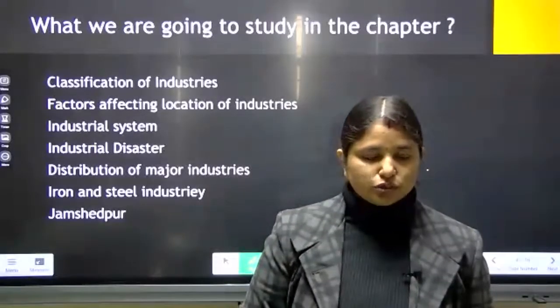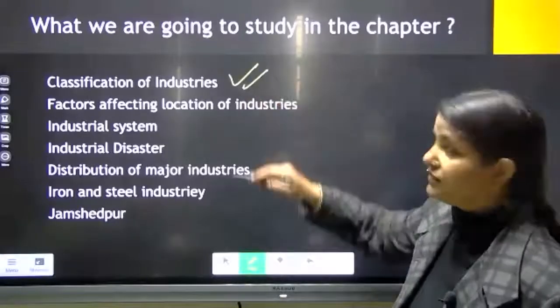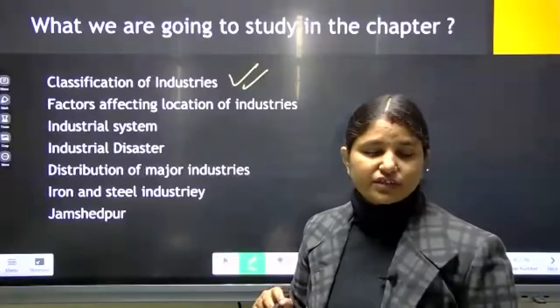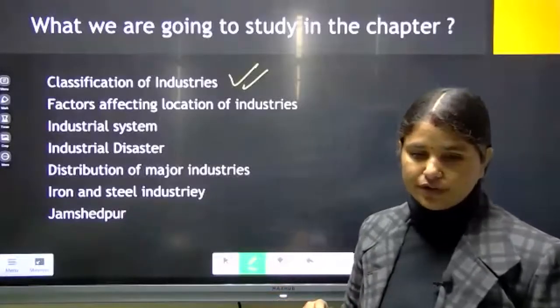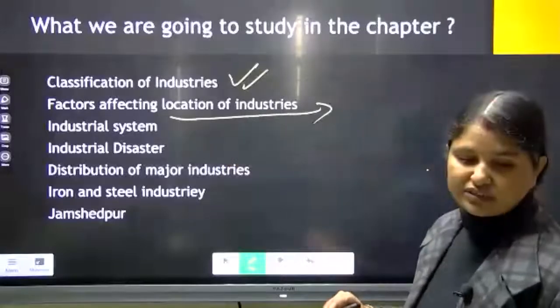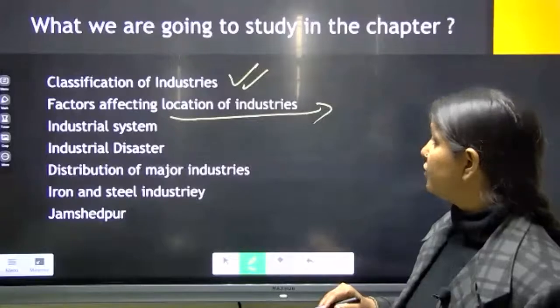So I hope, students, whatever things I explain in the classification of industry are a little clear in your mind, whatever things you have to study over here. Then next, the topic we will study in this chapter is factors affecting location of industries.